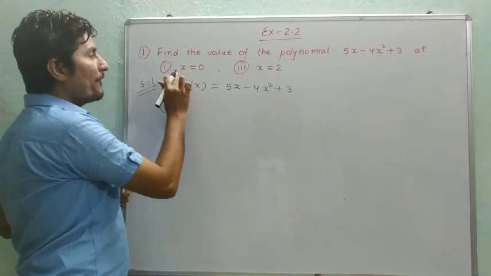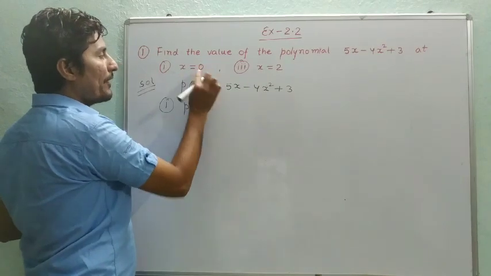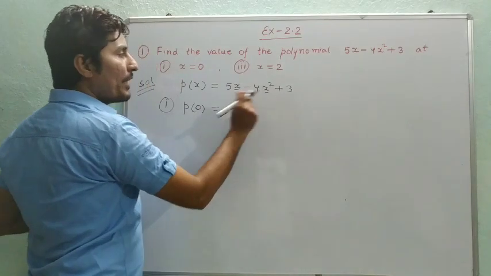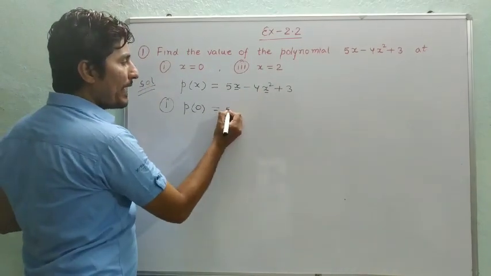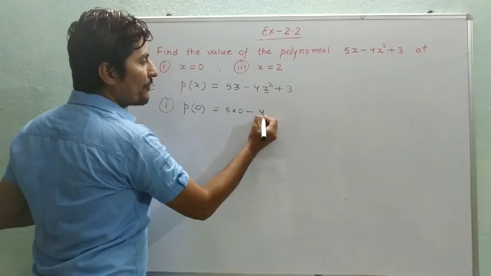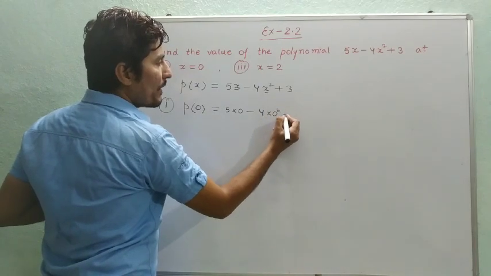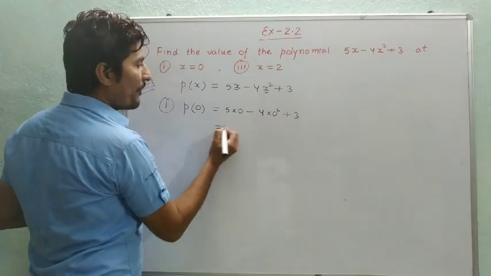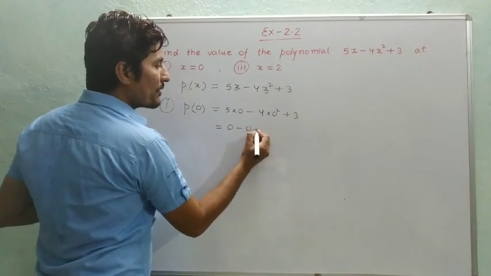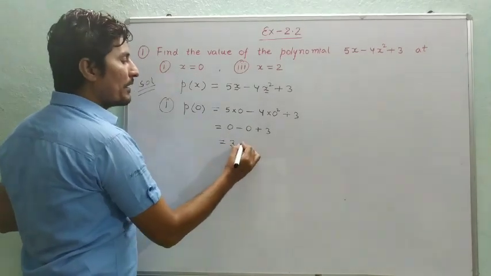We have to find the value at x equals 0. P will be as it is. On the place of x, we have to place 0. Wherever x is there, we have to place 0. 5 will be as it is, no change. On the place of x, we place 0. Minus 4 will be as it is. On the place of x, again we place 0, square plus 3. 5 multiplied by 0 equals 0, minus 4 multiplied by 0 equals 0, plus 3. And finally we have 3 as an answer.